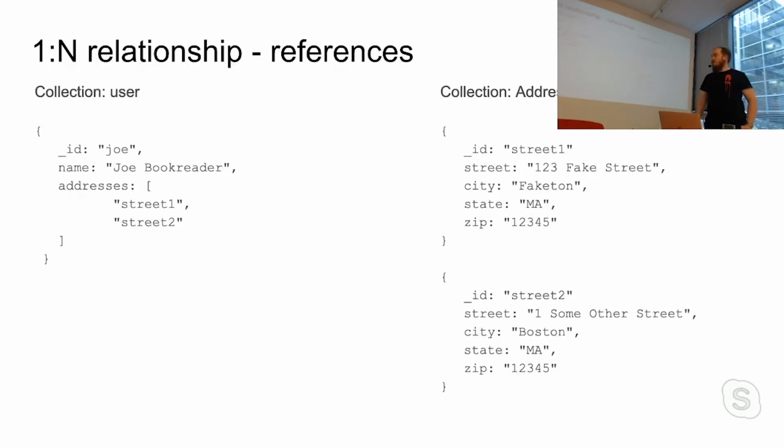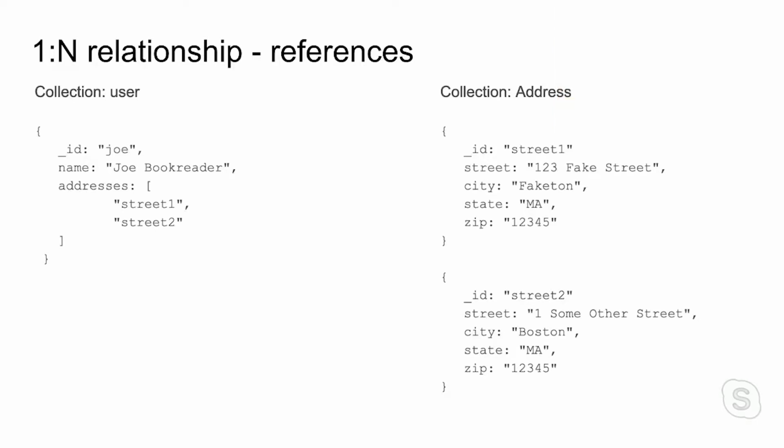For example, you've got a collection of users, the same example as before, and it's got some addresses. And you've got a different collection of addresses, and in the user you have only the IDs, or it can be anything, in the different collection. So your application will first run a query, find me a user with the name Joe Bookreader. You will receive the object on the left in your application, and then you will run a second query, find me in the collection of addresses all the addresses where the ID is street 1 or street 2. And then in your application you will connect them together.